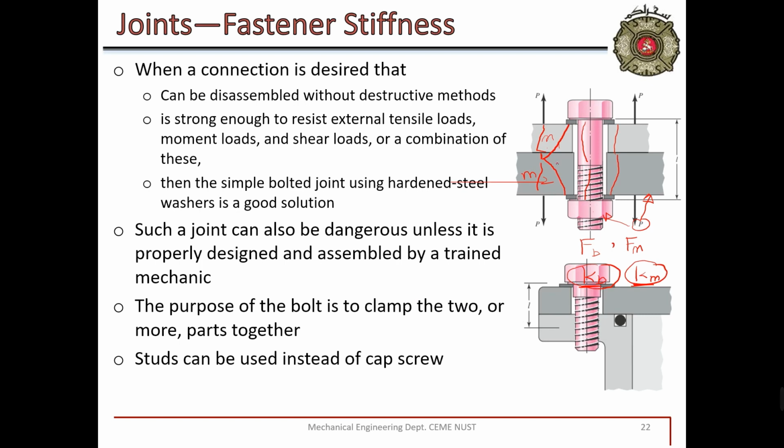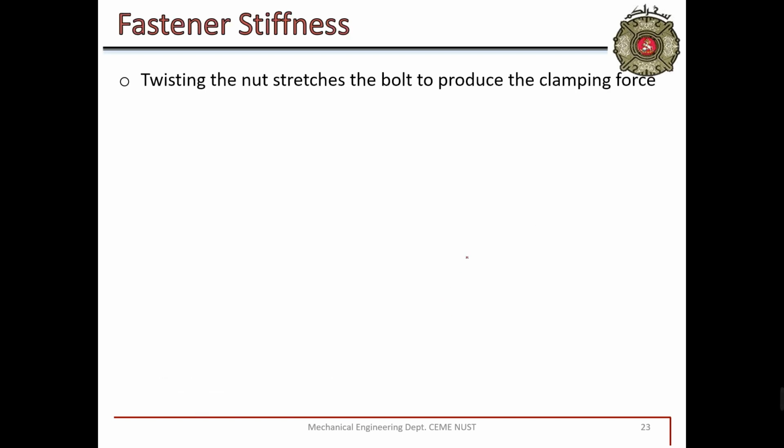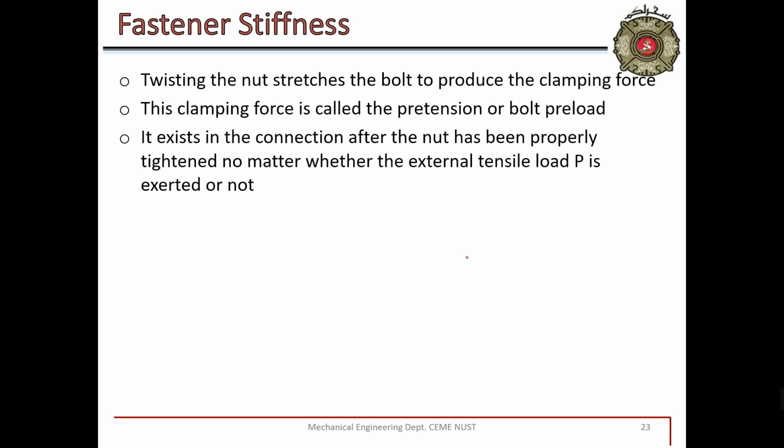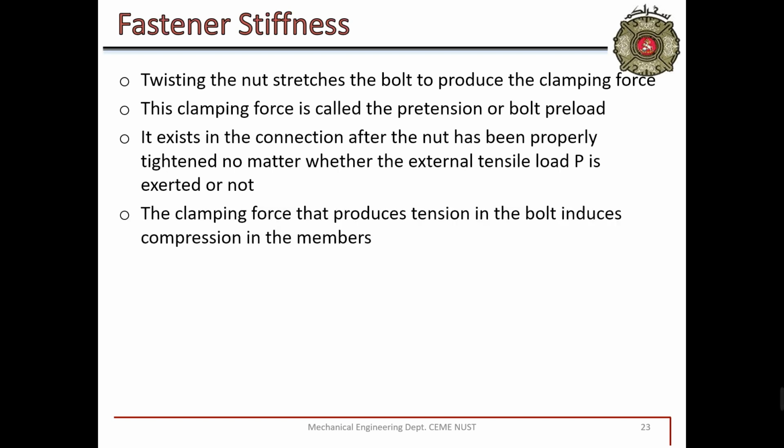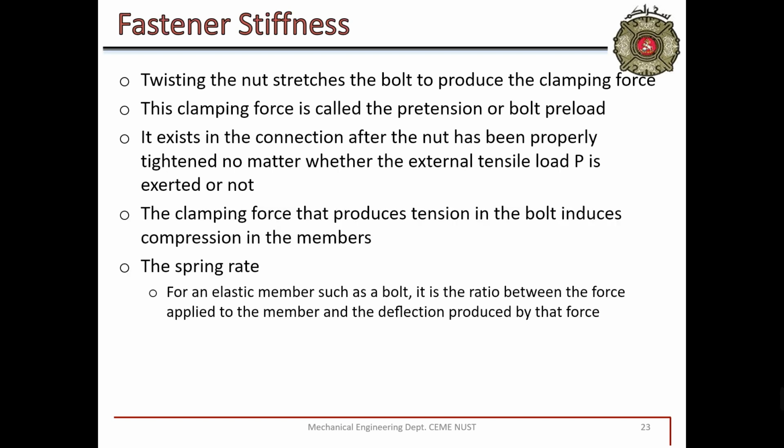We have either a nut and bolt, or we can also have a cap screw like this. There is also a way to calculate clamping force, rotation. These are our definitions. For any elastic member, for any axial member, the stiffness can be calculated by this equation, which is K equals AE by L.